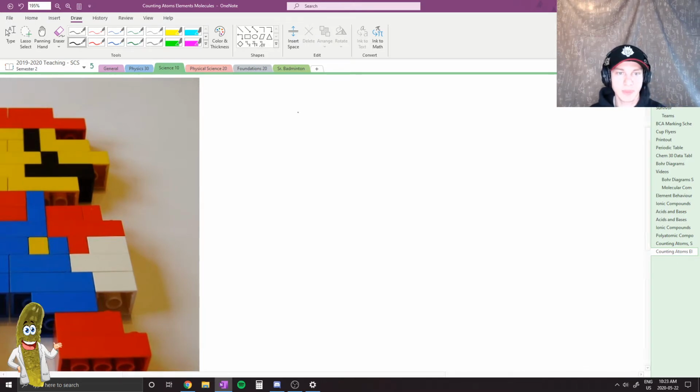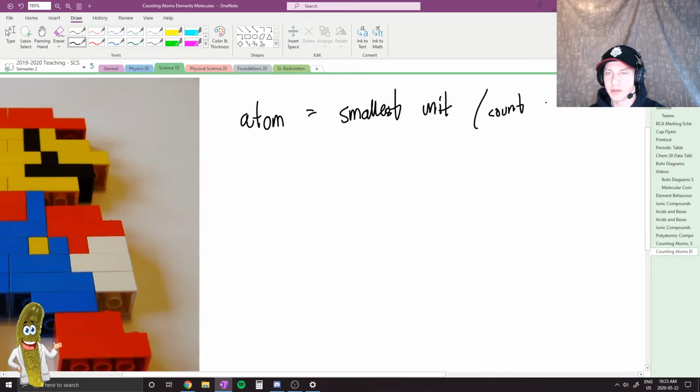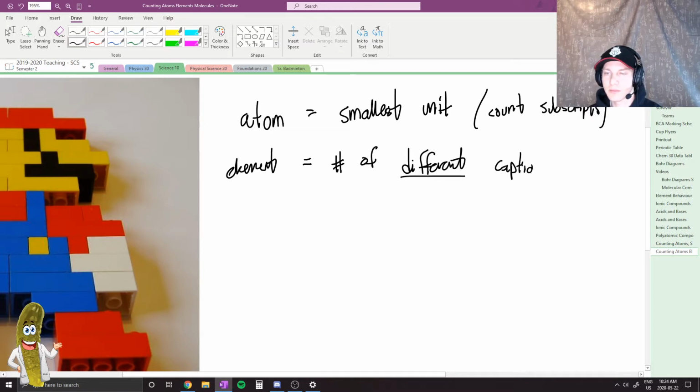An atom is the smallest unit, and we count the subscripts. The element, the way we count those is the number of different, and that's important, capital letters. And then the number of molecules is equal to the number of big pieces, I'm going to call them.